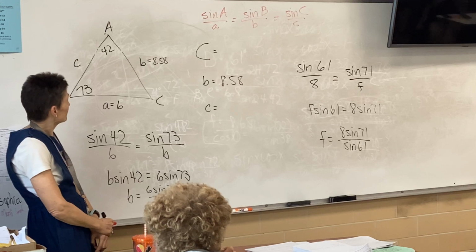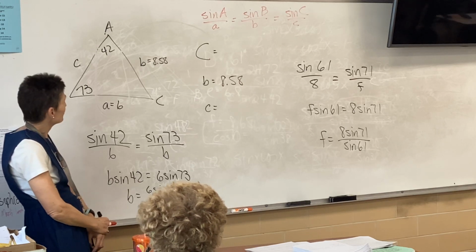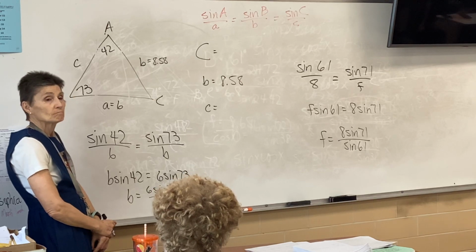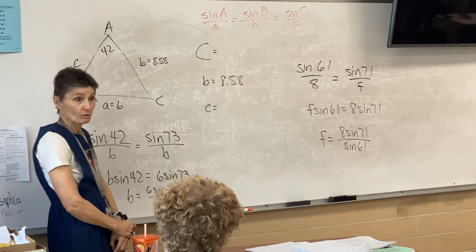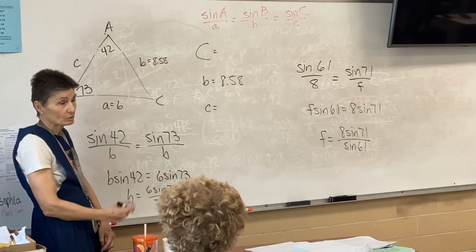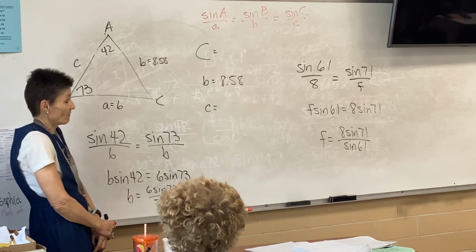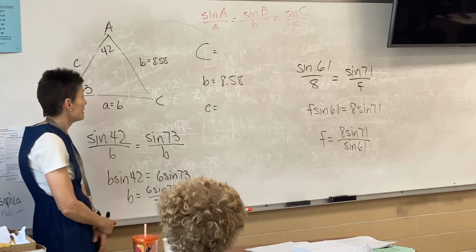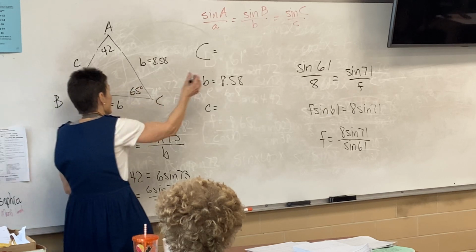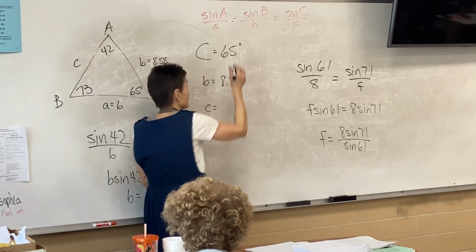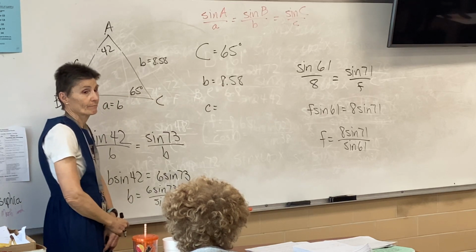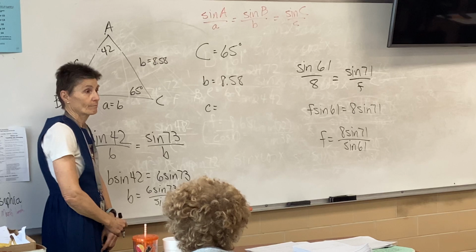Sydney, what do you think we might want to do next? 180 minus 42 minus 73. So Sydney says I could find that third angle. We could have done that first. We didn't need to, so she didn't. Jocelyn didn't, which is fine. But now we really need it. So what is it? 65 degrees. All right, everybody good with 65 degrees for angle C?